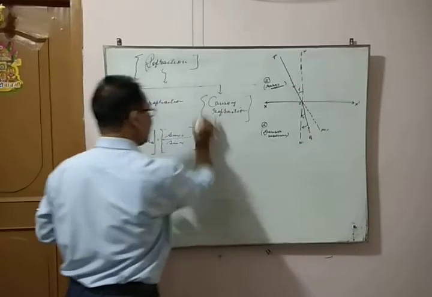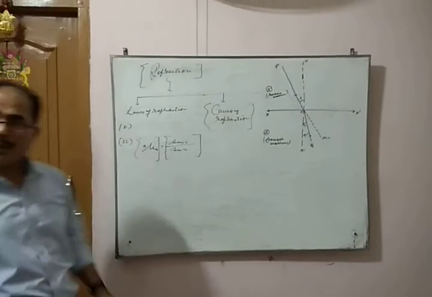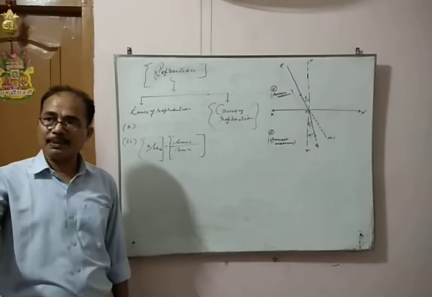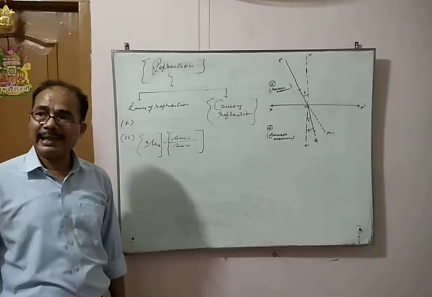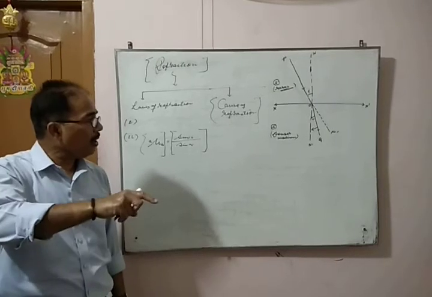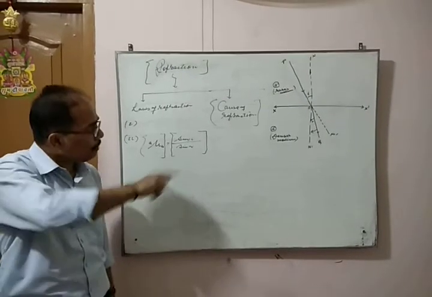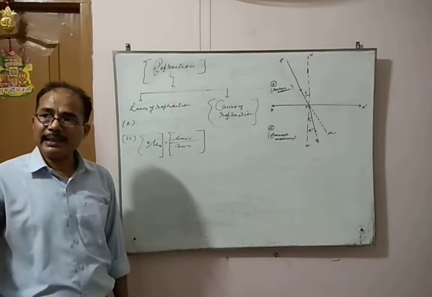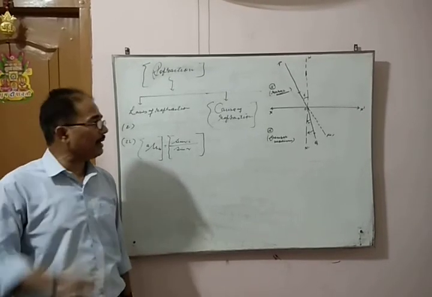Cause of refraction: only due to the change in the speed of the light. The light either bends towards the normal or bends away from the normal. So only due to the change in the speed of the light.